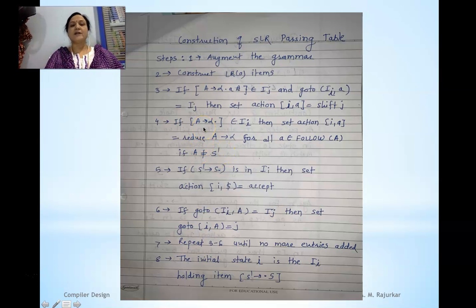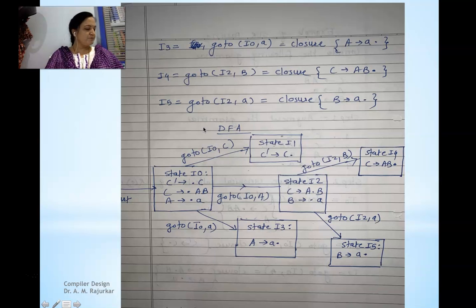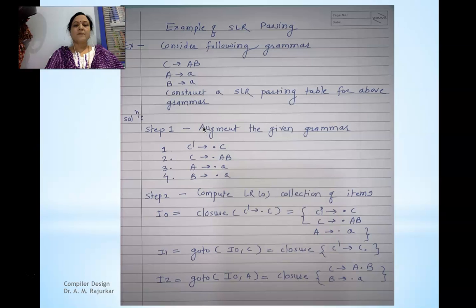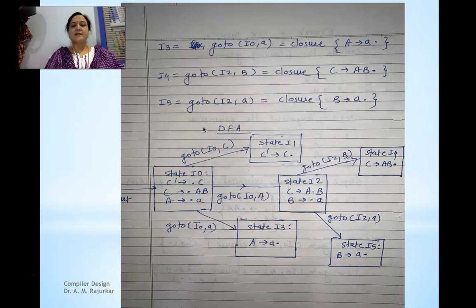So we will have to find out in the DFA whether there is any complete item in the states I0 to In, provided it should not be the start symbol. So here no complete item is there. Here yes, state I1, C dash tends to C dot, this is a complete item.